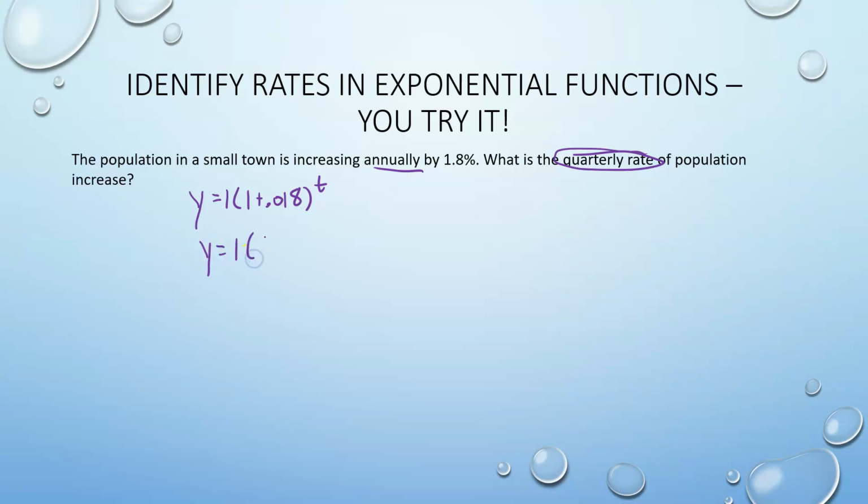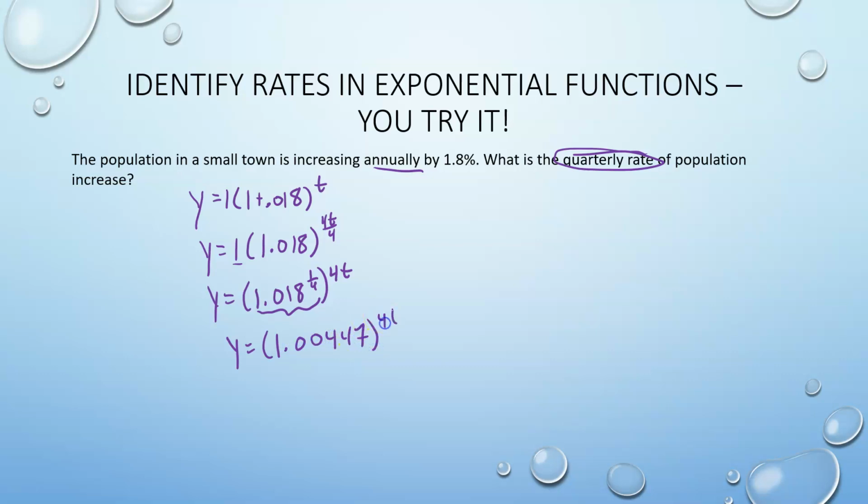You should have done 1 times 1.018 to the 4t, but over 4. Remember, we have to basically multiply it by 1, but we need it to be 4t in the exponent. I'm going to ignore this one now. So that gives me 1.018. I'm going to pull the 1/4 inside so that it's just to the 4t on the outside. Type this into my calculator, and I get 1.00447 to the 4t. Okay, so that is my equation for a quarterly rate.